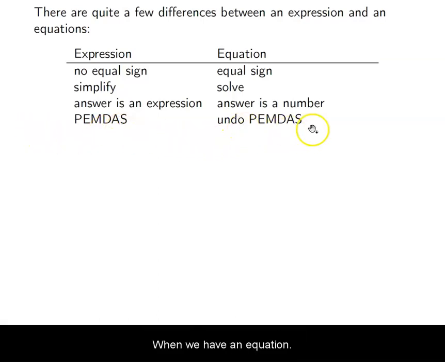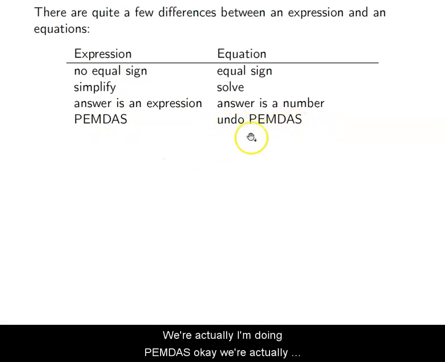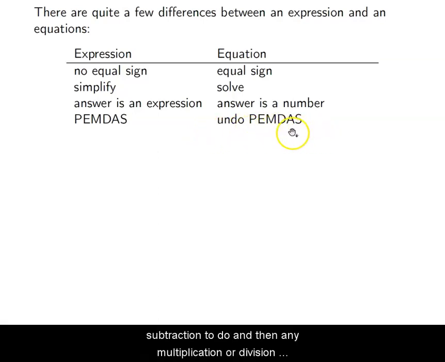When we have an equation, we're actually undoing PEMDAS, okay? We're actually going in the opposite order. We're looking at any addition or subtraction to do, and then any multiplication or division to do, and then we're looking to undo any exponents, and then we can focus on the grouping that's left over after that. So we go in the opposite order, okay?